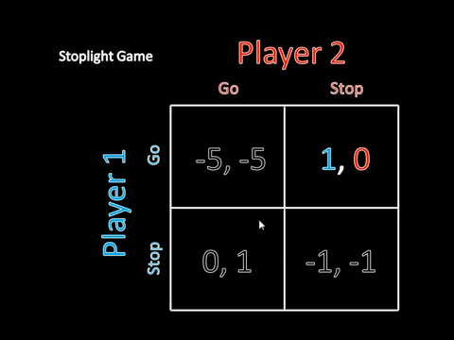And for the same reason, this is also going to be a Nash equilibrium down here where player 2 is going and player 1 is stopping. So in that case, this is where player 2 has the green light and player 1 has the red light. And neither one of these guys is going to want to change their strategies, for the same reasons as before, just in reverse. So now player 1 here has the red light.